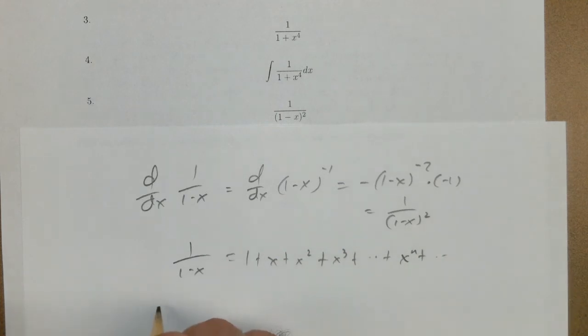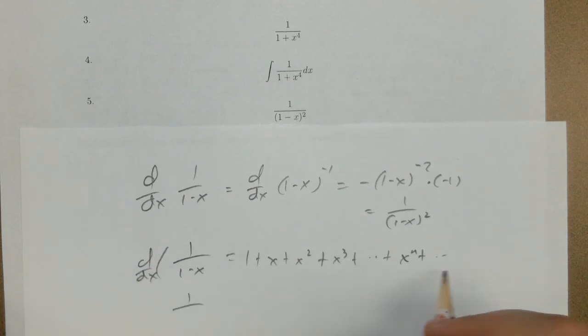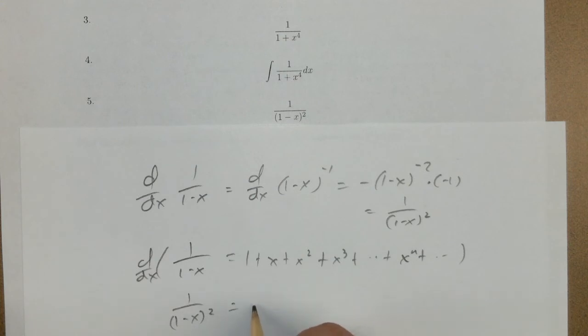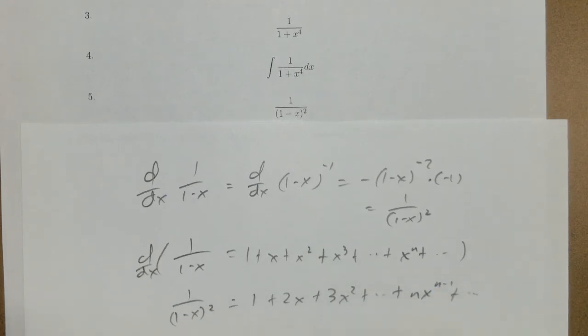I take the derivative of both sides. I get the function that I want, and on this side, I just take a derivative. So 1 goes to 0, x goes to 1, 2x, 3x squared, and x to the n minus 1, because that's how you do a derivative with the derivative power rule. So that's all you have to do there. Of course, you have to recognize that that is the derivative in the first place.